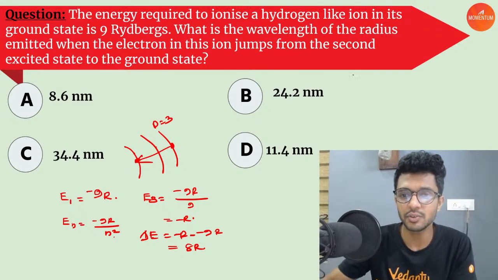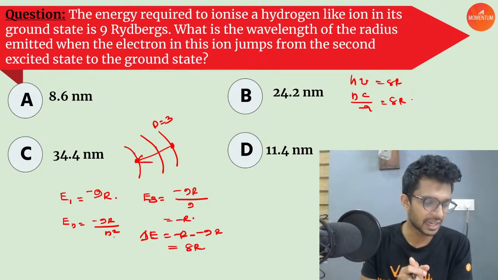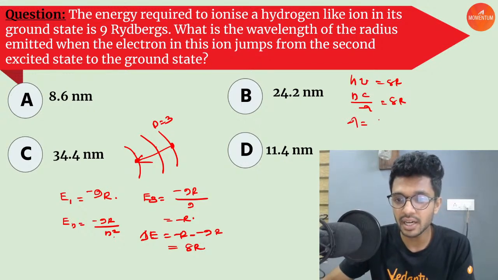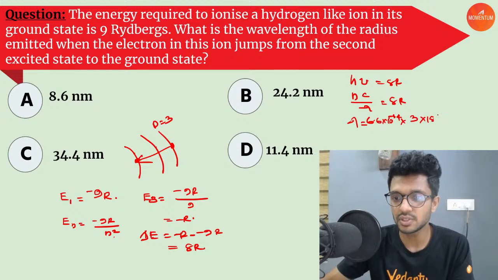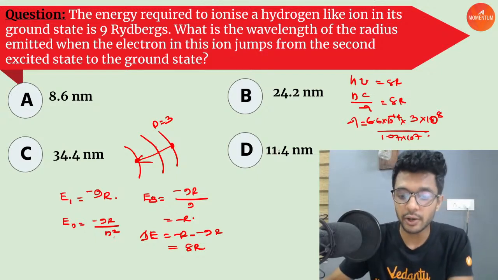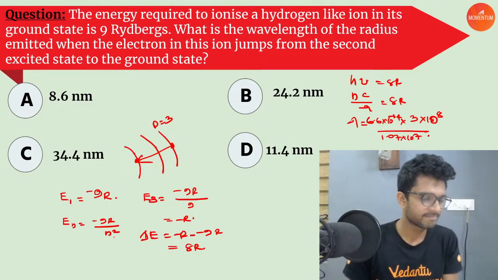How will you write the energy of the photon? h nu is equal to 8R. Nu is equal to c by lambda, so hc by lambda is equal to 8R. You got the value, right? Yes, you want to find this lambda. Lambda is equal to hc by 8R. What is h? Planck's constant, 6.6 into 10 power minus 34. c is 3 into 10 power 8. R is equal to 1.07 into 10 power 7. Right? Okay, doing the math and finally converting to nanometer. What's the answer you're going to get? Yes, 11.4 nanometers. Good, Kaushika.